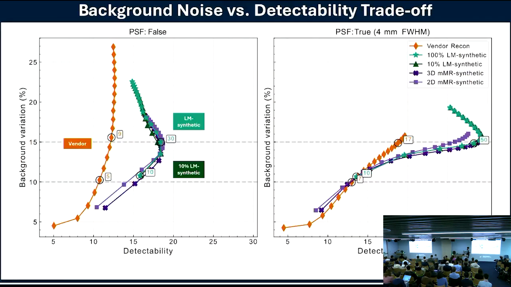Secondly, here we're showing a noise versus detectability trade-off, where we're measuring small lesion detectability, or in this case, with the phantoms, the small insert detectability. And again, we can generally see that both with and without PSF, we have high detectability for a given background variation.